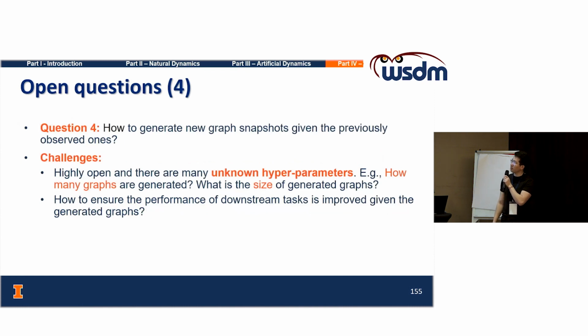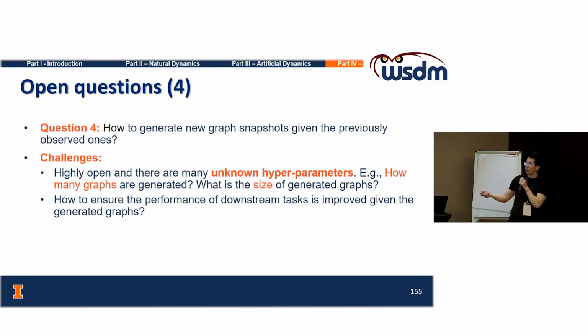And the last open question is how to generate new graph snapshots given the previously observed ones. So in the first part, Dongqi mentioned there are some works that try to generate new graph snapshots, but they are not designed for the final downstream tasks. So this question is actually highly open because we totally do not know how many graphs to generate, right? So we can generate 10 graphs or 20 graphs. So how to select the number of generated graphs to ensure that our final task performance is improved, right?